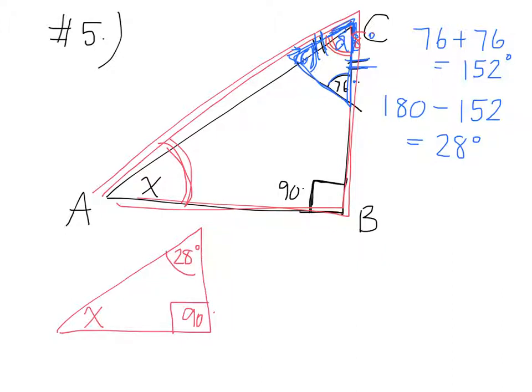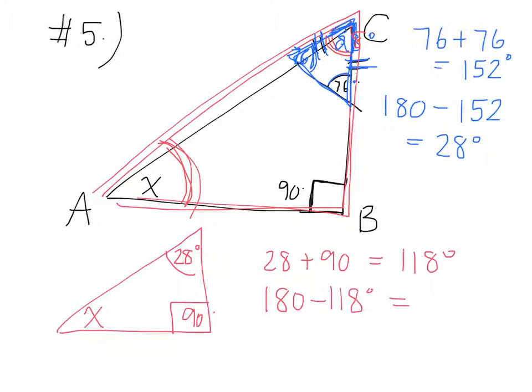Can you now find X? Yeah. How? Yes, Janita? 28 plus 90, which is what? 118 degrees, and then what? And then subtract it from 180. Good, subtract it from 180, because again, in a triangle, the sum of the interior angles adds up to 180.